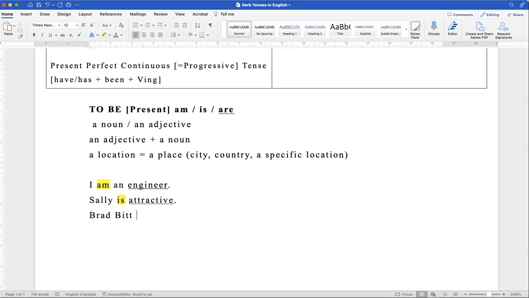Brad Pitt is a handsome actor. Here, again, we have "is", and then we have "handsome", an adjective, and "actor", a noun. So we used both of them, an adjective and the noun together. In this one, only an adjective, and in this one, only a noun. So we said after am, is, are, we can also use a location.